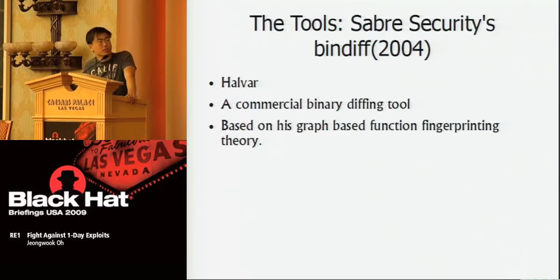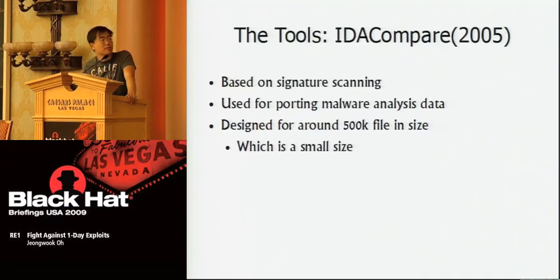Let's talk about the tools. Halvar released BinDiff in 2004, like 5 years ago, and it's a commercial one, based on his graph-based function fingerprinting or signature theory. And there is IDA Compare, from 2005, which is also based on signature scanning. I'm not sure what it is using because it's not open source, but it sounds very similar to Halvar's.